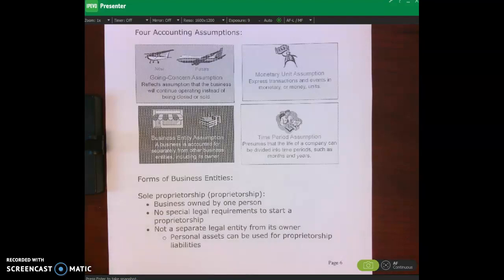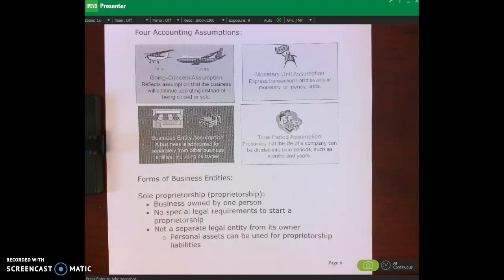And basically we're assuming that the business is going to continue to operate rather than being closed or sold. Okay, so this assumes, for example, that we would report a property at cost rather than at its liquidation value. So the fact that we do that not only reflects the cost principle, but also the going concern assumption.